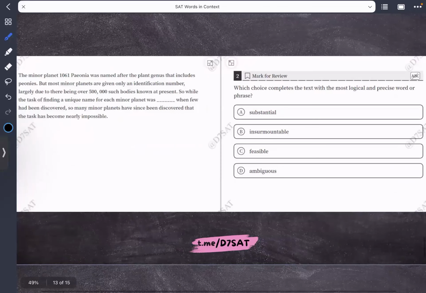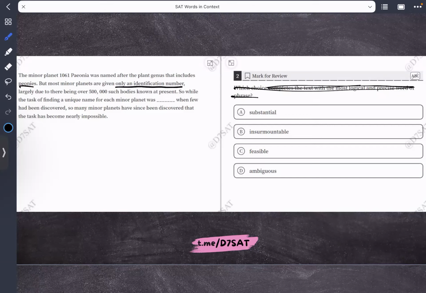Which choice completes the text with the most logical and precise word or phrase? You don't really have to read this because it's almost always the same, and you might waste time, even if it's a few seconds. The minor planet 1061 Peonia was named after the plant genus and includes peonies. But most minor planets are given only an identification number.